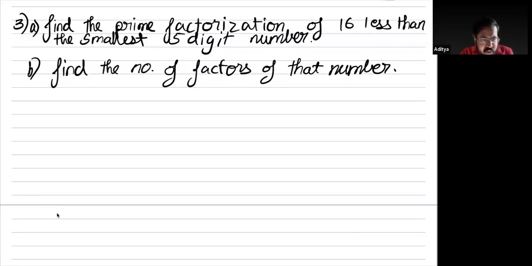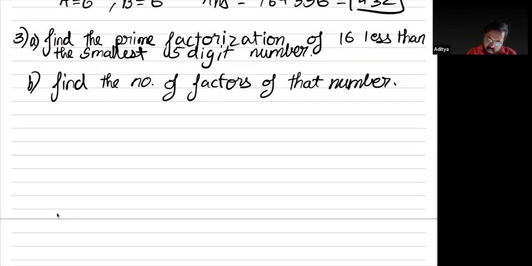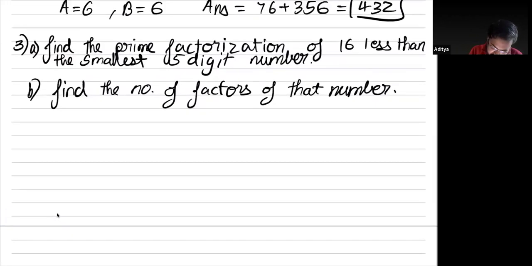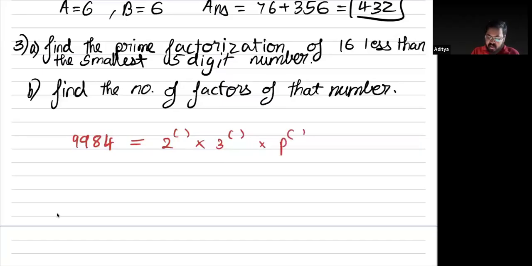Ekansh, not correct. Austin, not correct. I've done some error in question 3, I'll just confirm that the number is 9984. This number needs to be factorized. This is 2 to the power something times 3 to the power something times some other prime to the power something. I'm not revealing all of this, but yeah, it is visible.